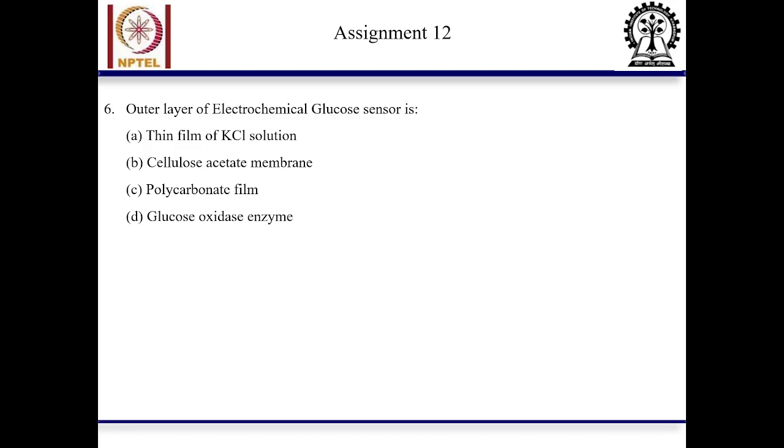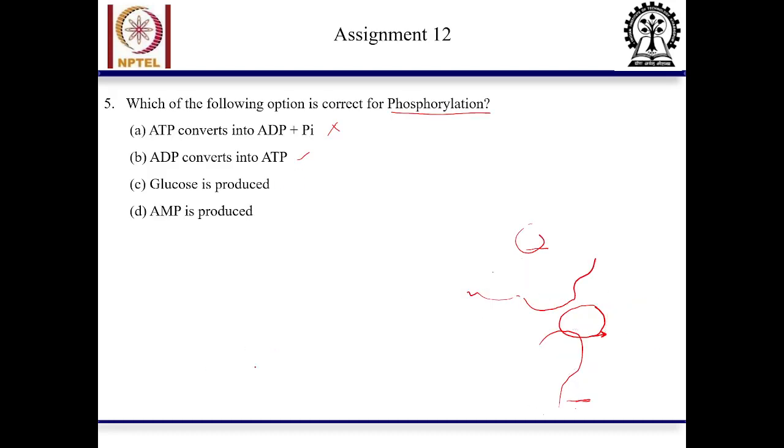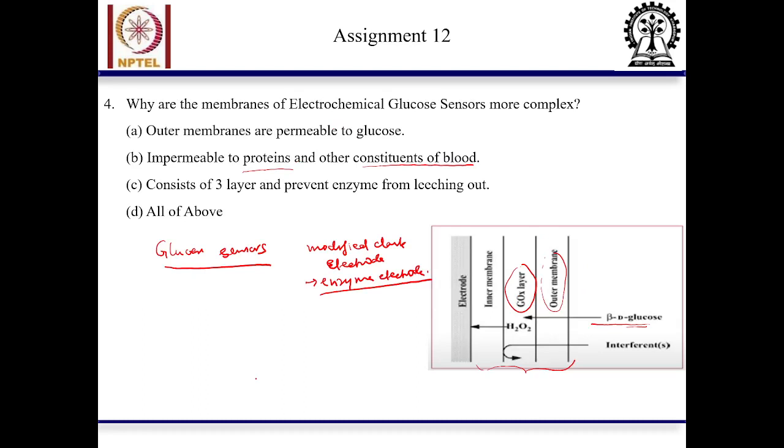Okay, so the correct answer is the polycarbonate film. So I will just go back to that slide. So this is your outer membrane, which is made up of the polycarbonate film. The property of that polycarbonate film is it will only allow beta glucose.